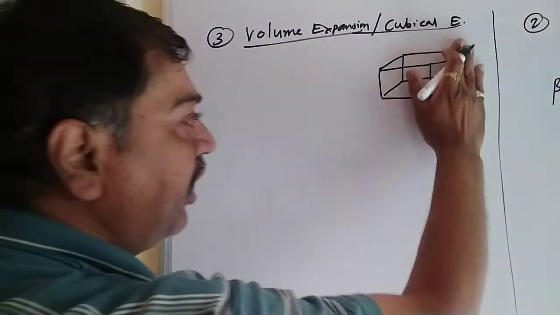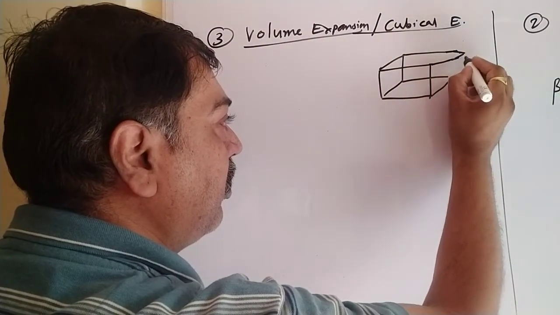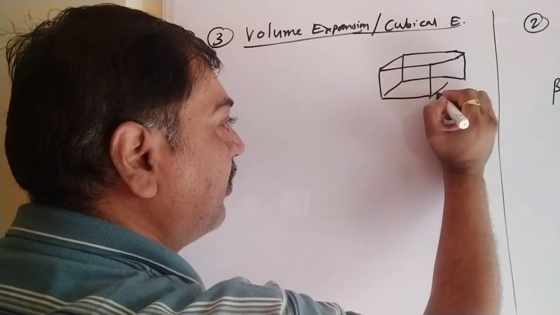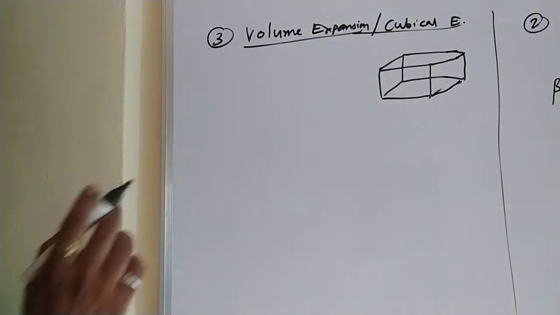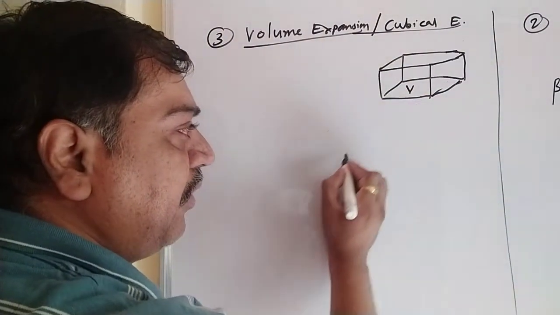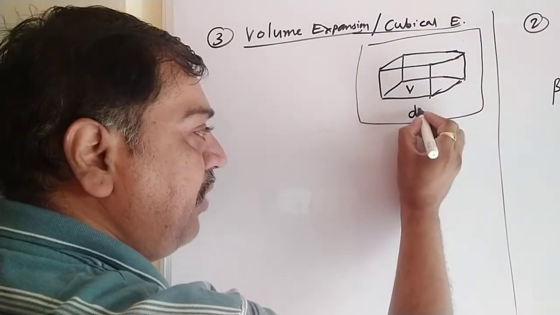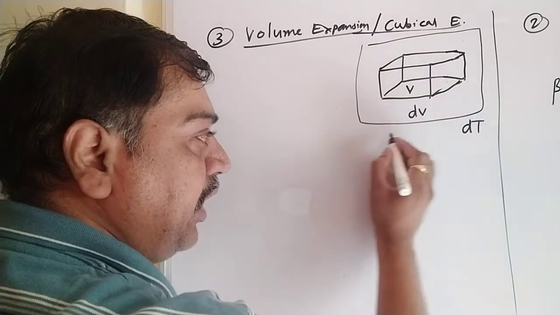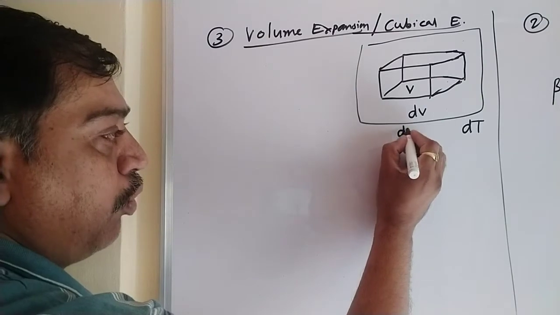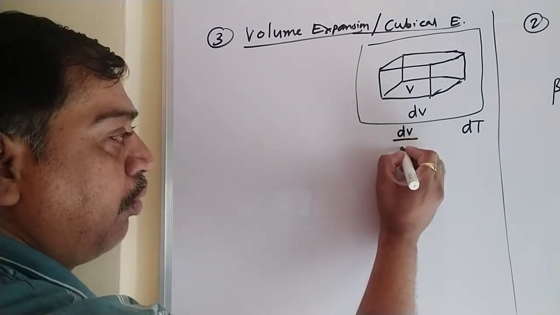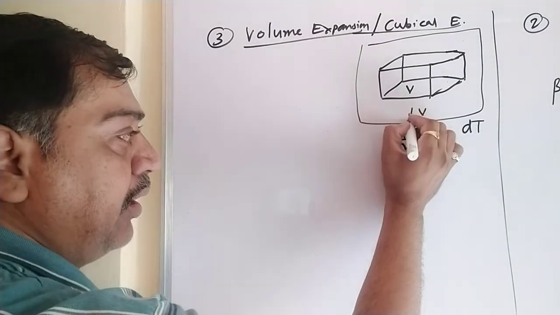Suppose initially the cube is shown like this. The volume of the cube is suppose V. If we increase the temperature, this cube volume gets increased by amount dV due to change in temperature dT. Then again similar to the initial one, we can write this as change in volume divided by original volume, that is delta V divided by V.